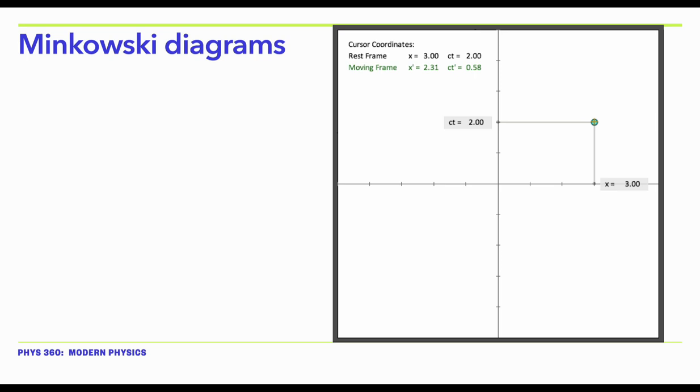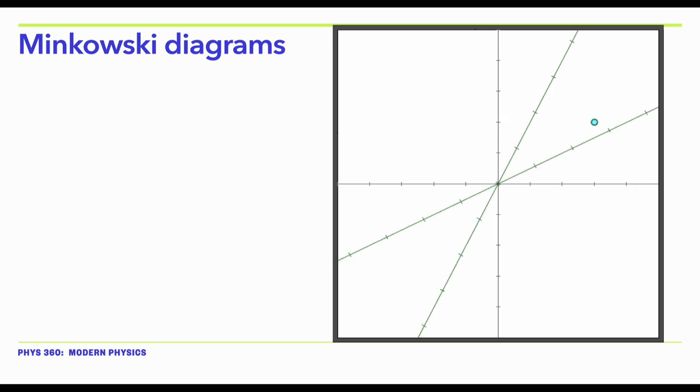If we want to read off the coordinates in the moving frame, in the primed frame, well, let's see here. We can construct our axes, overlay the coordinates, like that. And again, if we draw lines parallel to the CT prime and x prime axes, we can read off the values like we just did. So we see that the x prime value is about 2.31 and the CT prime value is about 0.58 in this example.